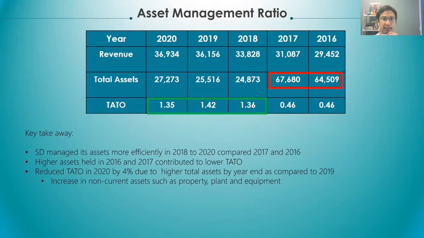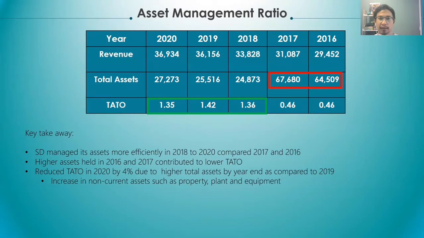Now the first ratio is the total asset turnover. Here you will be able to see the amount of sales generated per ringgit investment in the firm's assets. In other words, it just measures how well the firm is managing its own assets. What we'll be looking at now is that Sandabi has managed its assets more efficiently in the years 2018 up until 2020 as compared to 2016 and 2017, where the average TATO is 0.46.